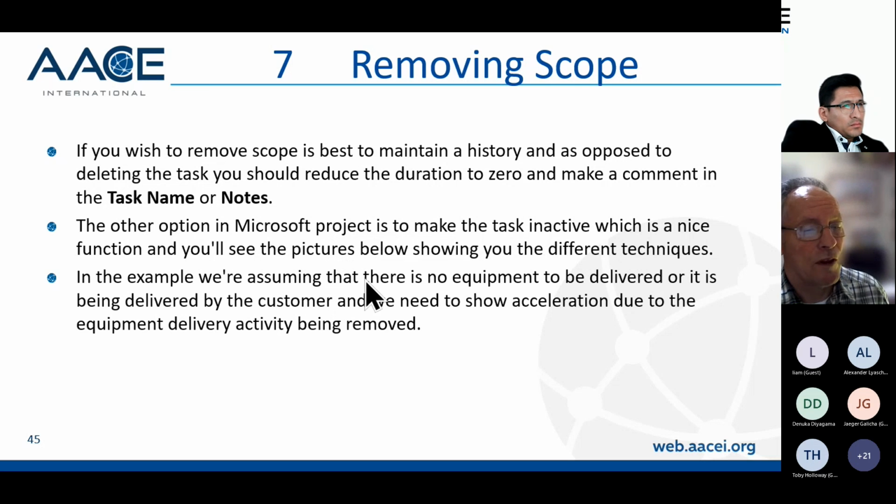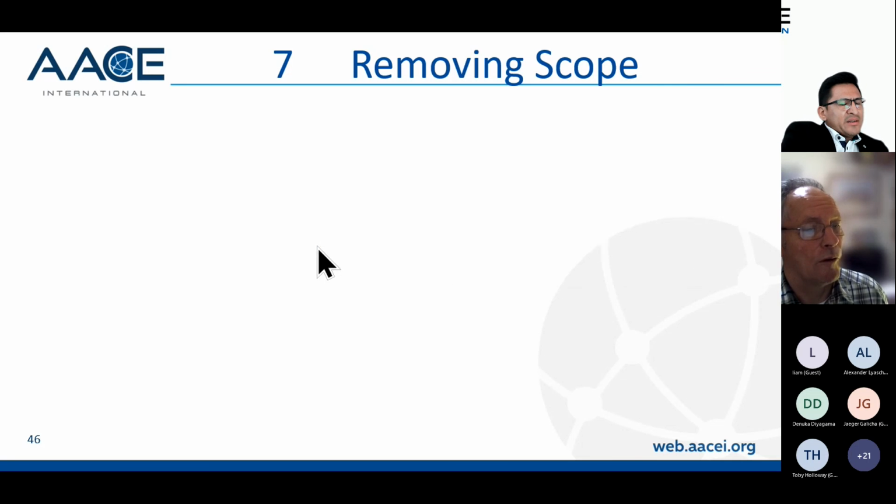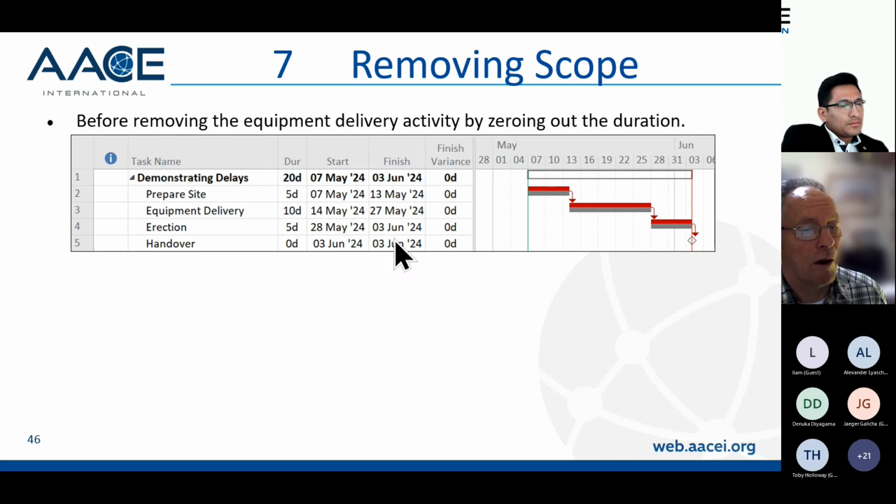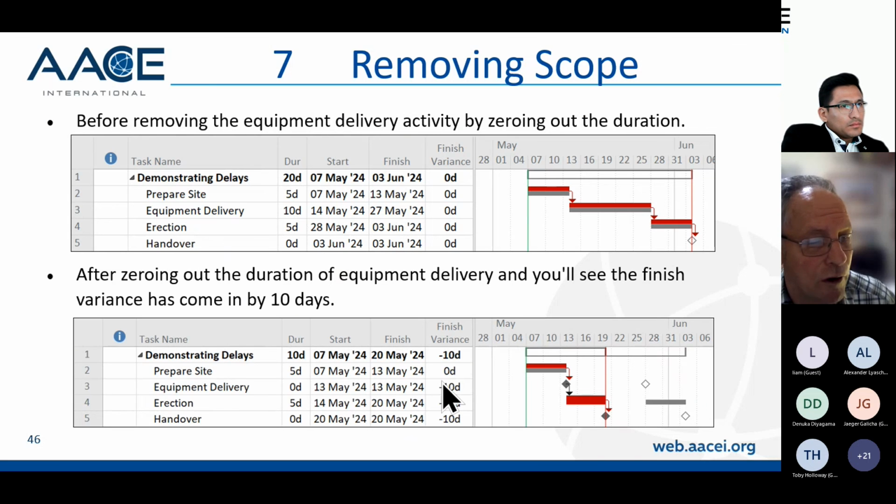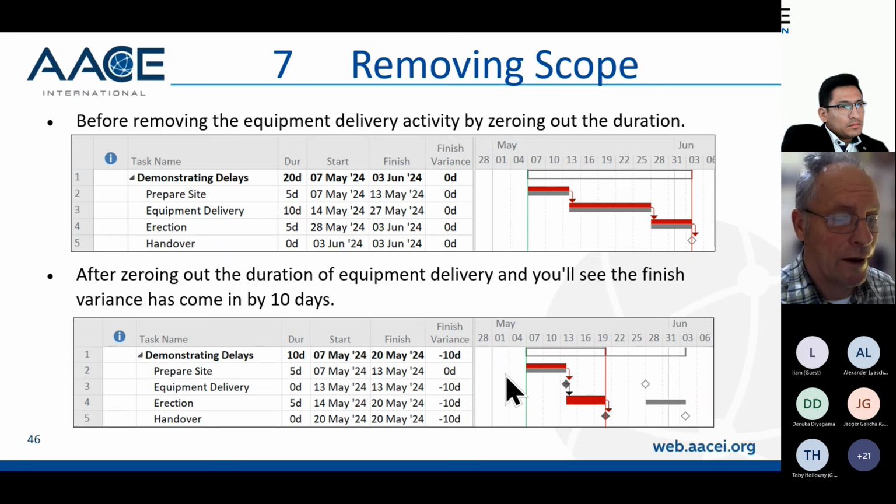In the example, we're assuming there's no equipment to be delivered or it's being delivered by the customer. We need to show acceleration due to the equipment delivery being removed. So the first picture I've got is where I've just zeroed out the equipment delivery, and you can see the end dates come in 10 days and the float calculations are all good.